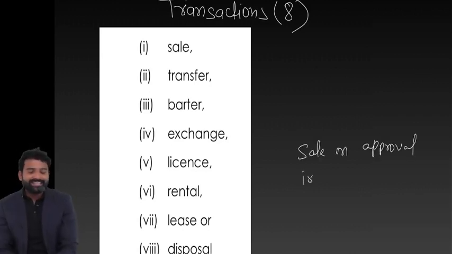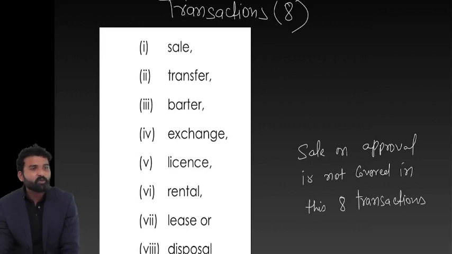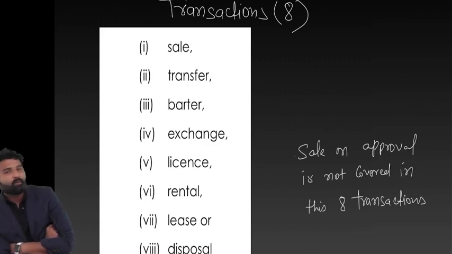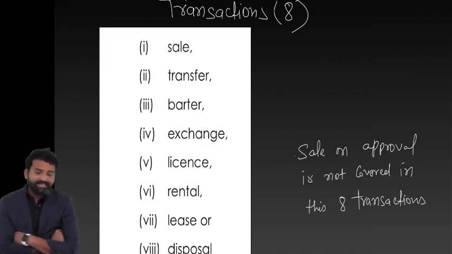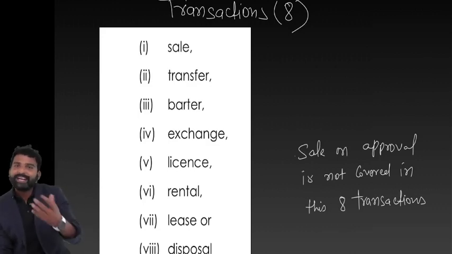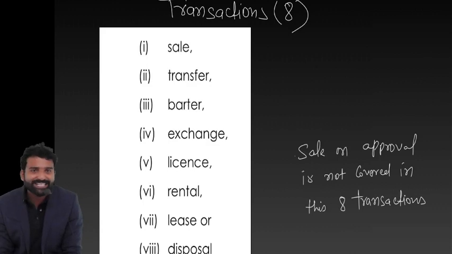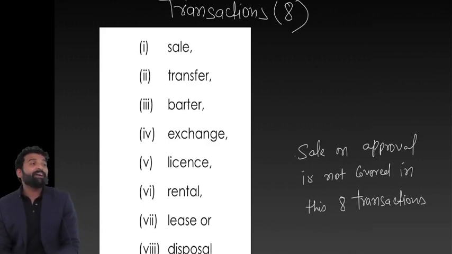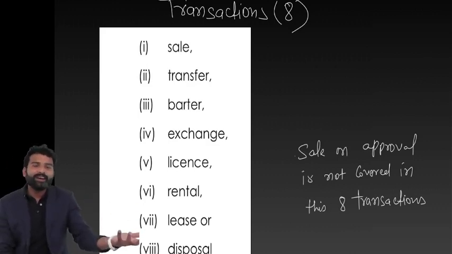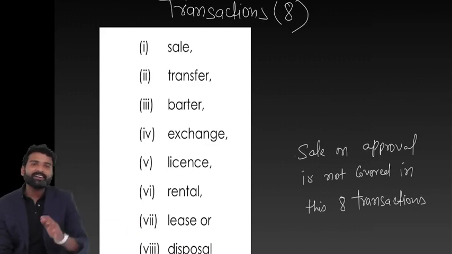Nice. But there is one interesting thing. In these 8 transactions, one transaction is not covered, that is sale on approval. If I am not selling my commodity, but sending the goods on approval basis, then it is not a transaction which is levied under GST. Means if I am sending the goods for approval, I don't have to pay GST right now. Can you tell me when I have to pay the GST if I am sending the goods on approval? Sample, or maybe I am sending 5 different commodities to the customer, and he will approve one commodity out of 5, and return the rest.